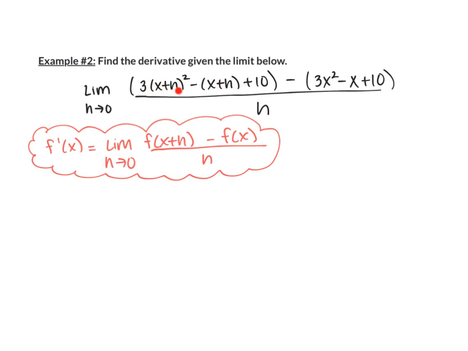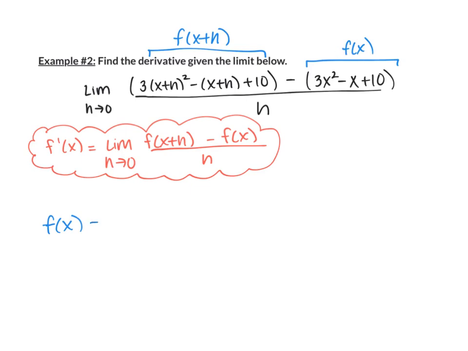So it's 3x plus h squared minus x plus h plus 10, and then minus, and then after the minus is your original f of x function, and then all over h. So if we wanted to even write that down, this is your f of x, this is your f of x plus h. So if they want us to find the derivative, well, we just need to pull out what f of x is. And f of x is this.